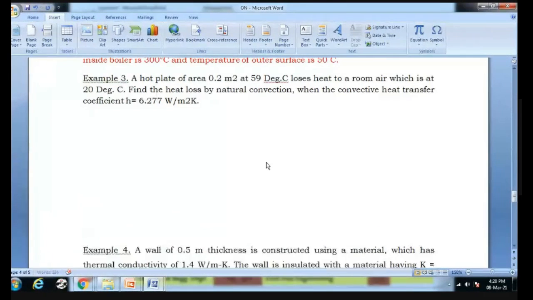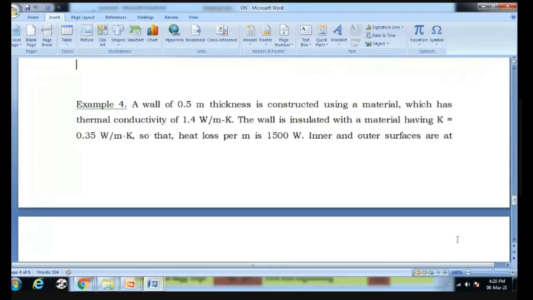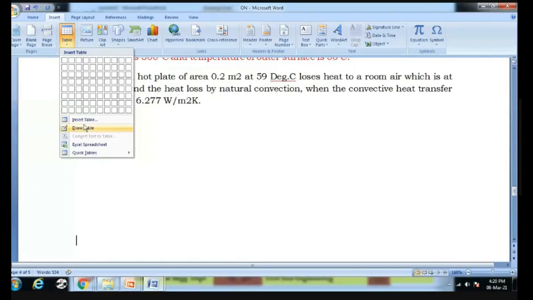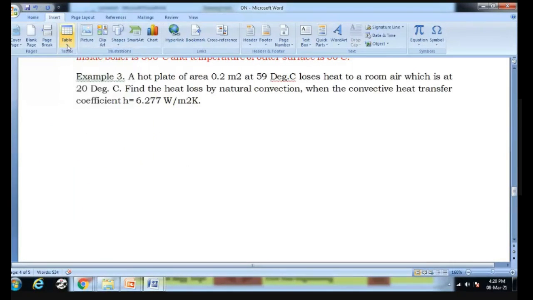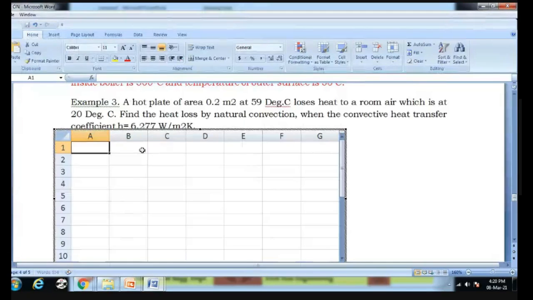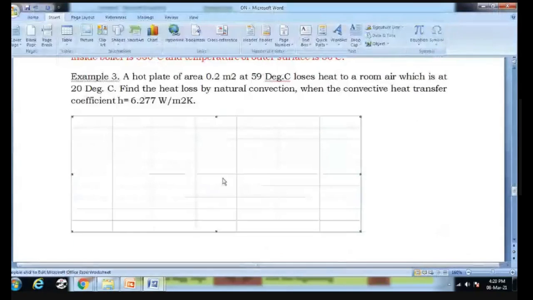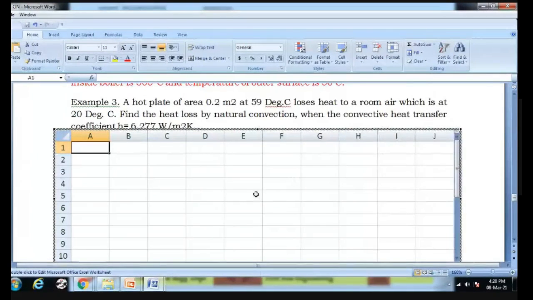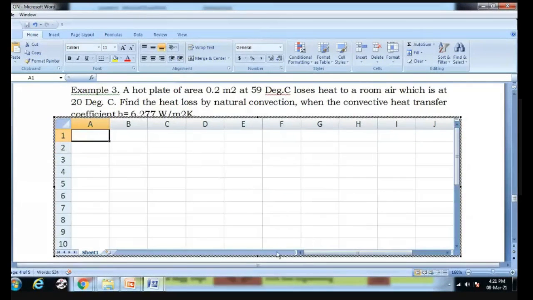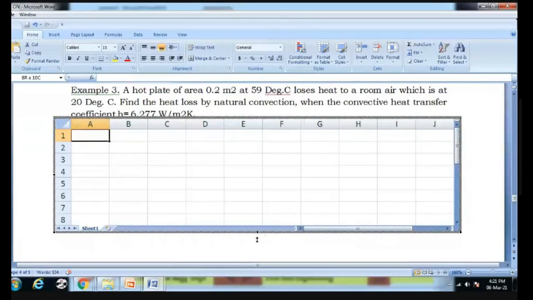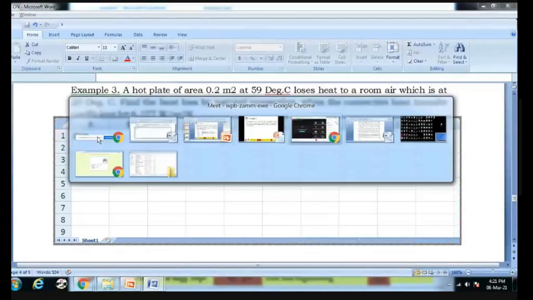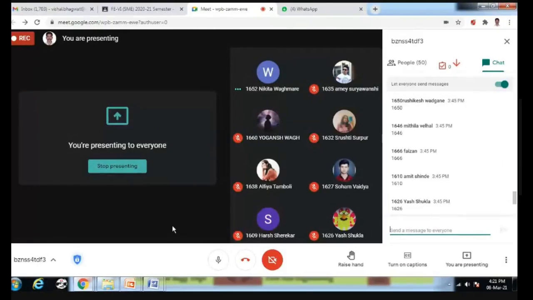Is it visible to you now? Okay, come on, let's add it in Excel quickly and solve this. Given, who's coming now?